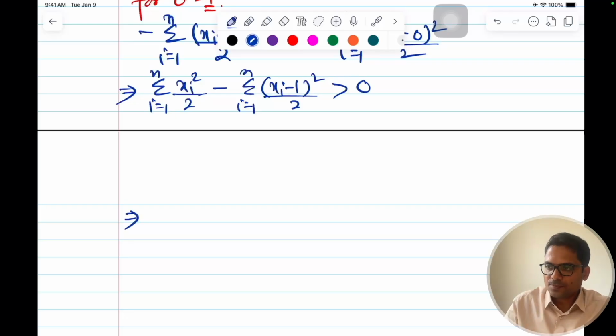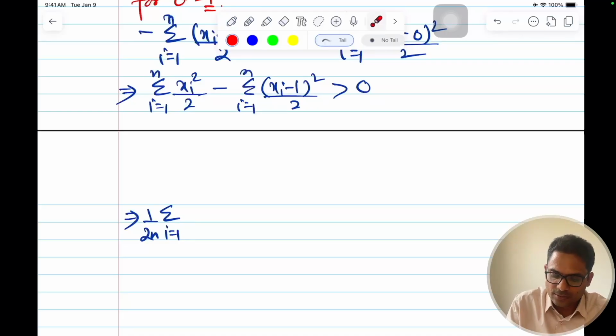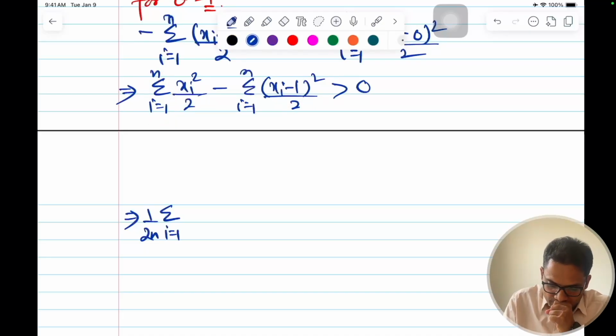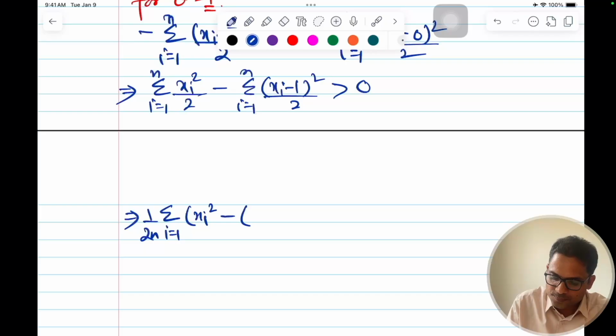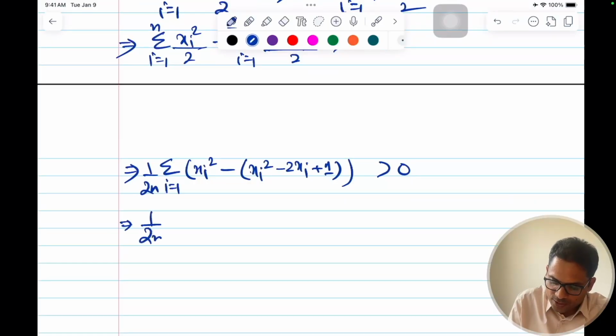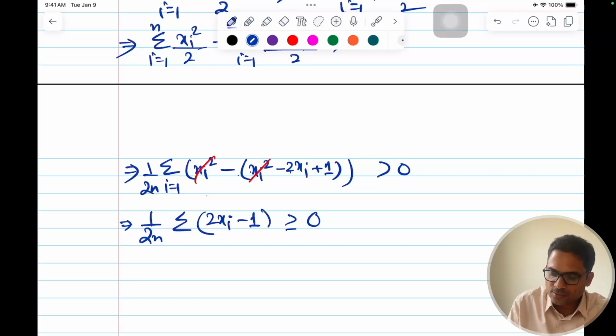So what will this be equal to? I'll just keep sigma i equal to 1 to n, and this 1 by 2 will be common, and this will be coming n times, so 1 by 2n will be common in both. The summation n times will become n, so I'll take this 1 by 2n common and bring it out. Let's expand it: xi square minus (xi square minus 2xi plus 1) is greater than 0. So this implies 1 by 2n sigma. This and this term will cancel out, and then remaining minus minus plus, this will become 2xi minus 1 is greater than or equal to 0.